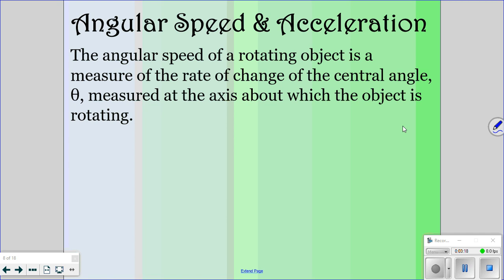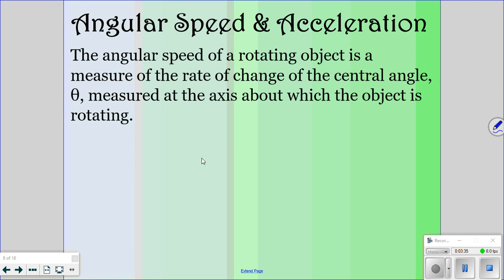Now we're going to look at angular speed and acceleration. Angular speed of a rotating object is the measure of the rate of change of the central angle, which is theta, measured at the axis about which the object is rotating.